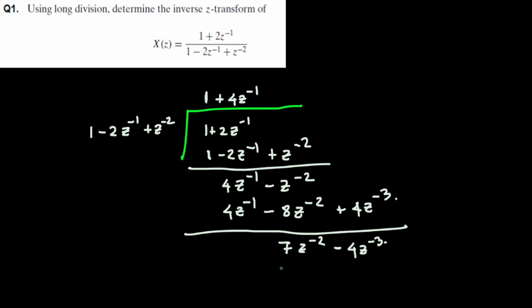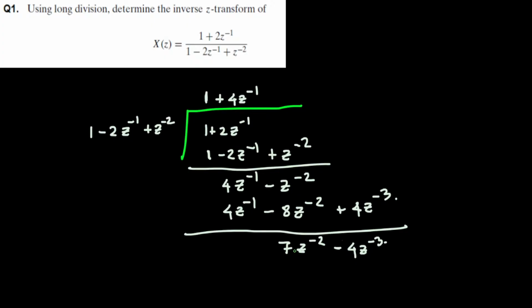And then again I ask the same question. I have to keep on doing this until I get like 5 digits, or 3 also. Okay, 3 is enough. Sometimes it depends on what your university is looking for. So usually in my class, 3 is enough. So here we have 7z power minus 2 minus 4z power minus 3.